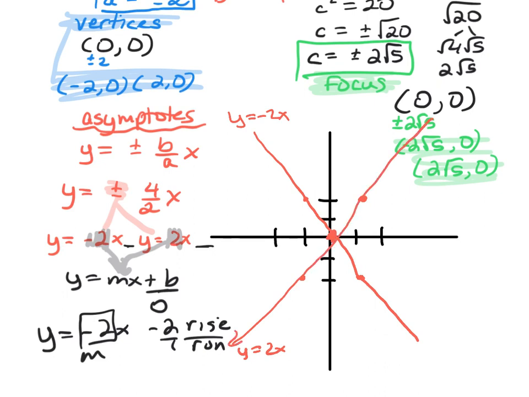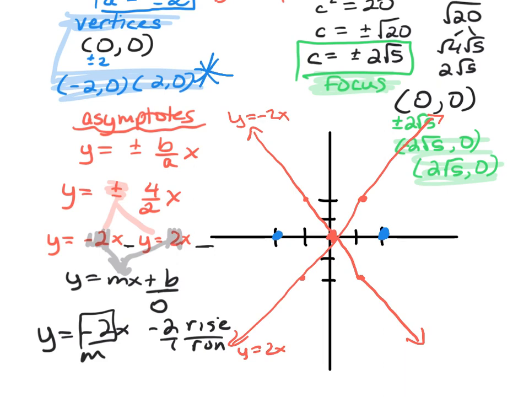These are supposed to be straight lines. I'm not in Notability, so I can't hold down my stylus and make it straight. Now, next thing I'm going to graph are my two vertices. So I'm going to come over here to -2 comma 0 and +2 comma 0.